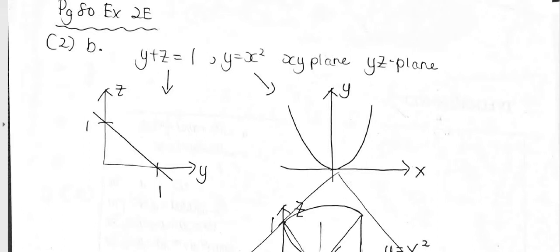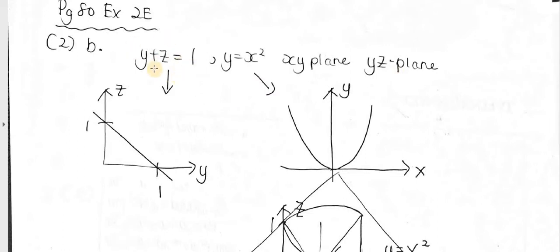So for b, you have a plane: the plane y plus z equals 1, y equals x squared, the xy plane and also the yz plane. So first of all, we need to draw out the solid. The solid is actually covered by all these planes, so we draw each of the planes one by one first.